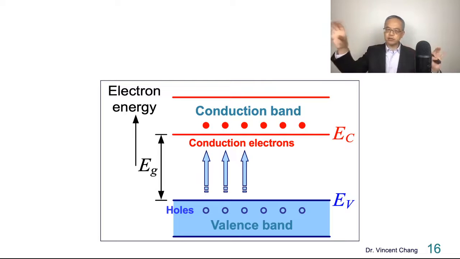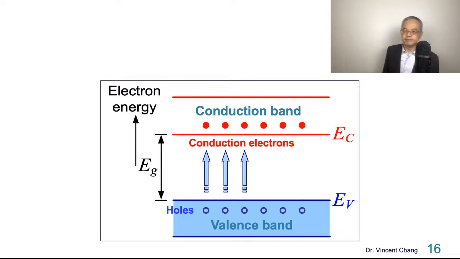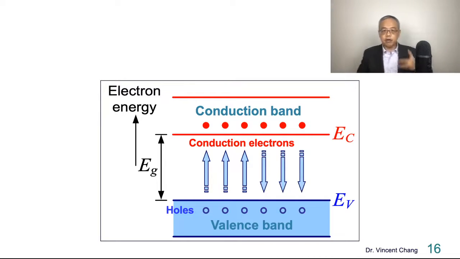Now, for an intrinsic semiconductor, undoped, with no impurity involved in a silicon crystal, at room temperature, thermal generation is going on. So if you look at the conduction band, you see some electrons come in. But also at the same time, simultaneously, some electrons go out, right? So it's kind of a dynamic process. And then at thermal equilibrium, the generation rate will be equal to the recombination rate.